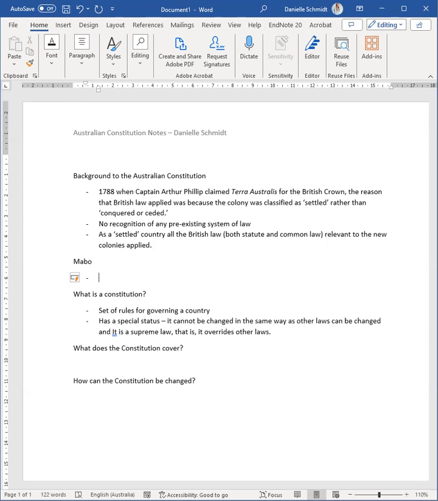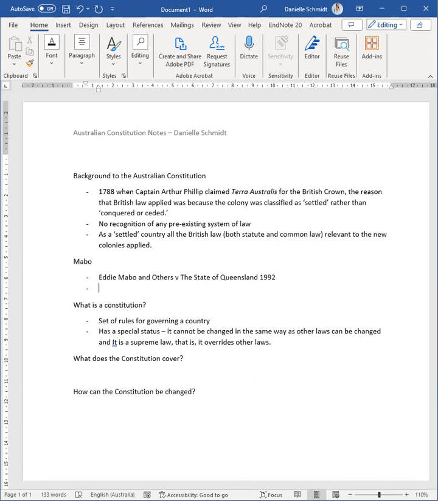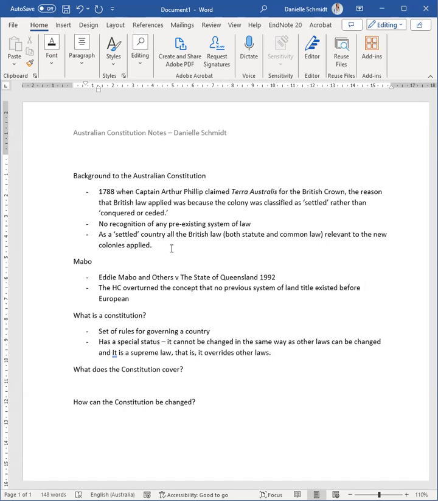So I'm going to put the full citation in for those who want to have a look and do some research. Mabo versus the State of Queensland, 1992. The High Court overturned the concept that no previous system of land title existed before European settlement. So that is huge.